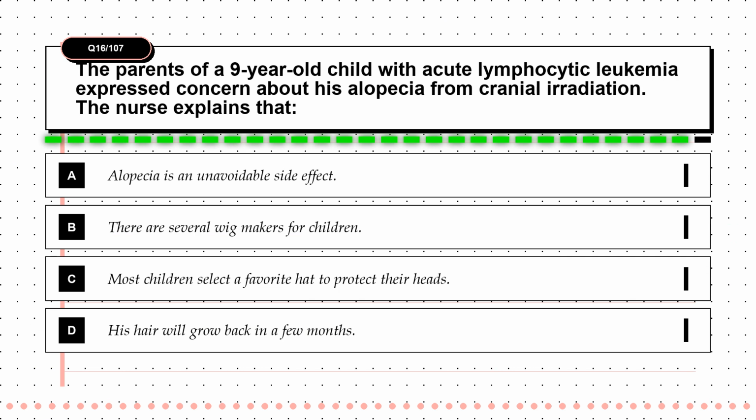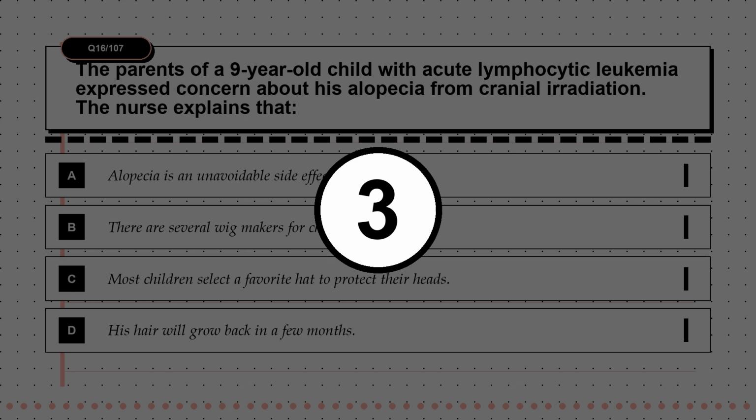Question 16. The parents of a 9-year-old child with acute lymphocytic leukemia expressed concern about his alopecia from cranial irradiation. The nurse explains that. Here are the options. Option A. Alopecia is an unavoidable side effect. Option B. There are several wig makers for children. Option C. Most children select a favorite hat to protect their heads. Option D. His hair will grow back in a few months.